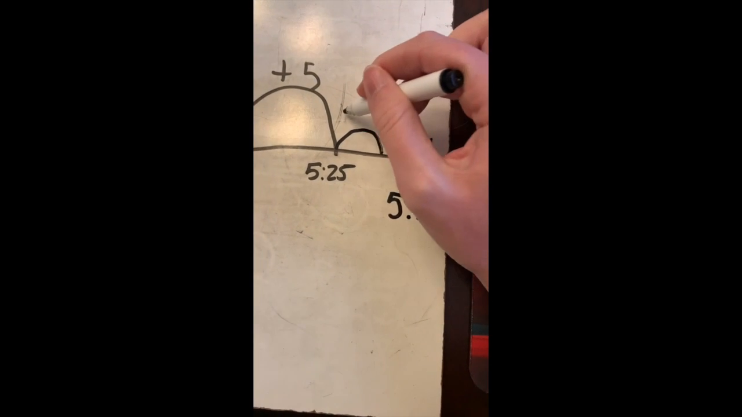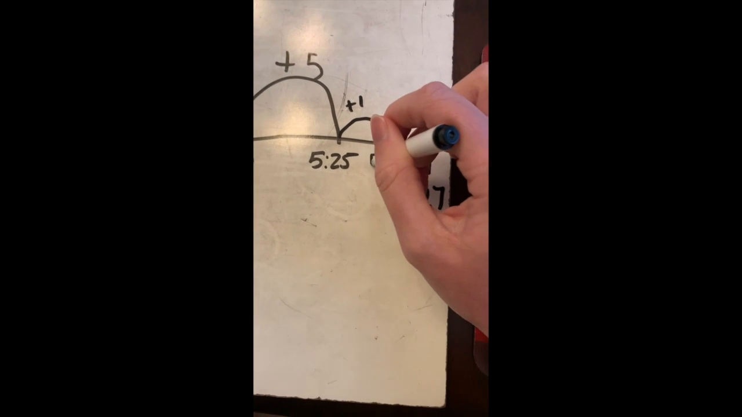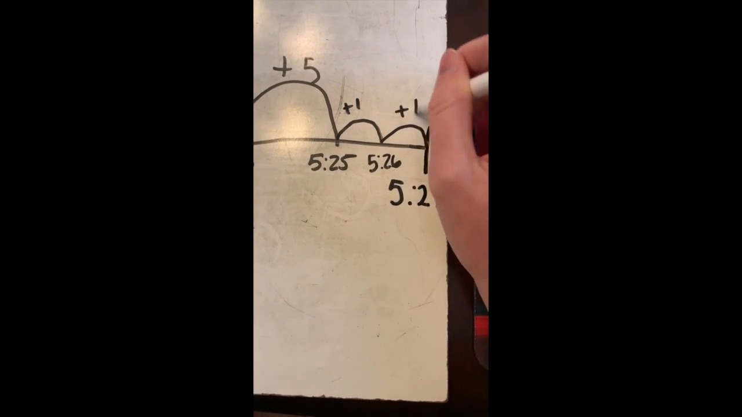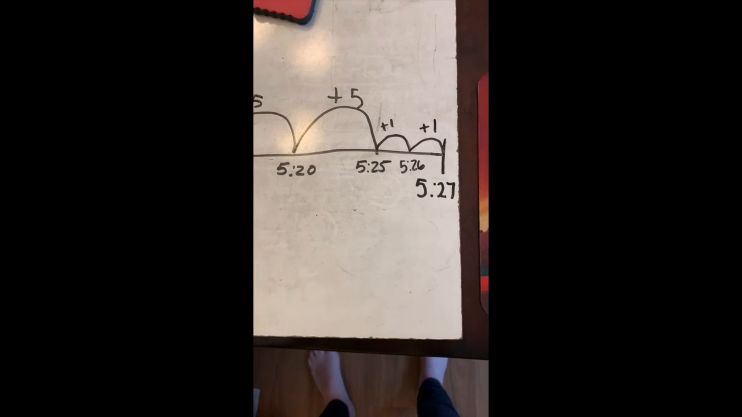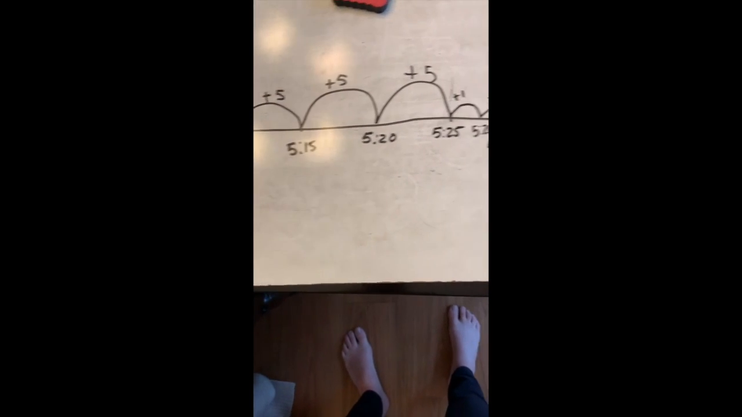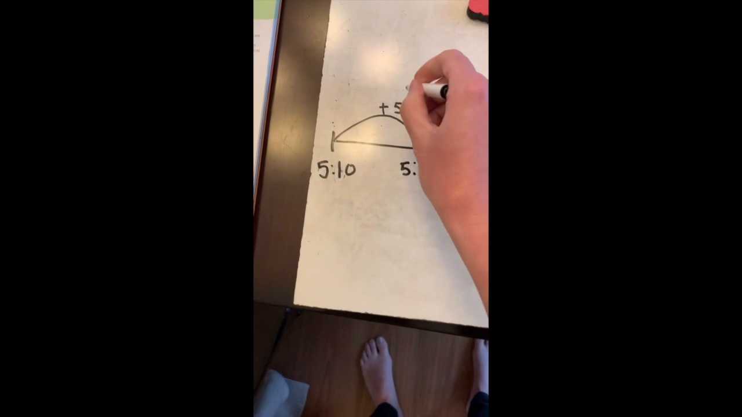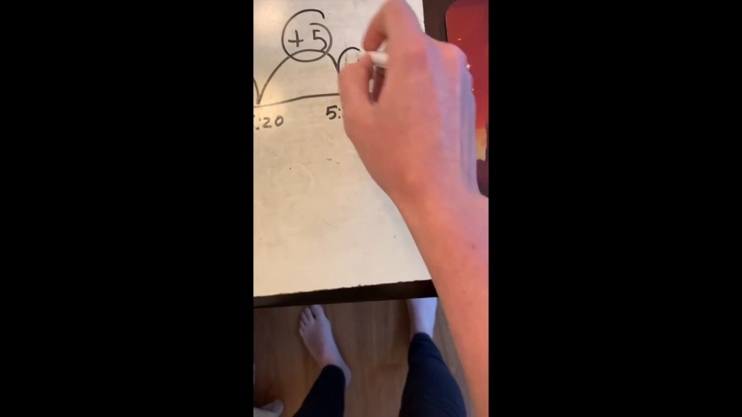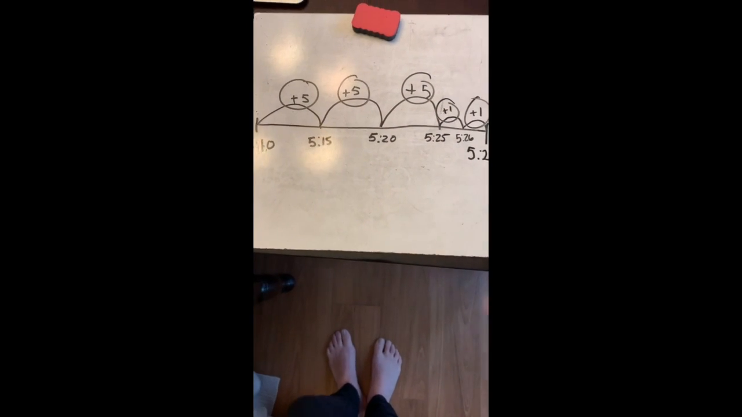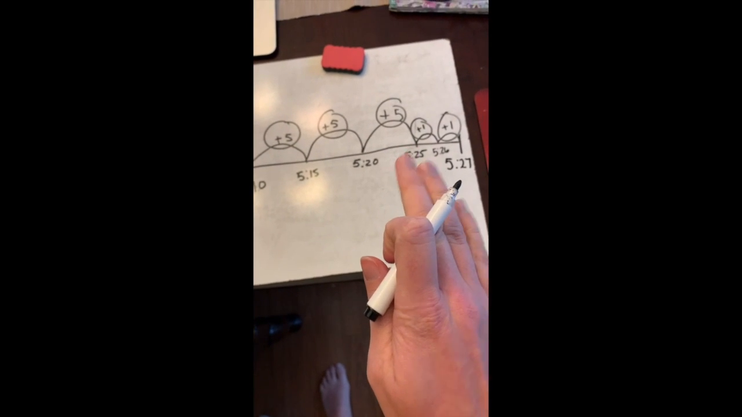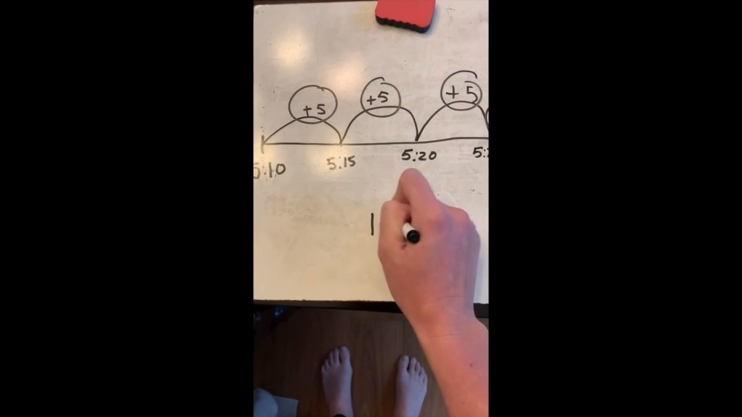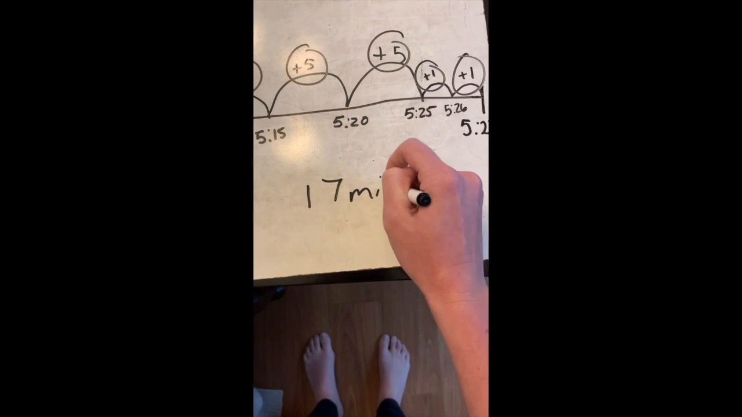5:25 plus 1, 5:26 plus 1 more to 5:27. Now, to find the total amount of time that elapsed, I have to add up all of these bunny hops that I did. 5 plus 5 plus 5 is 15, 16, and 17. 17 minutes.